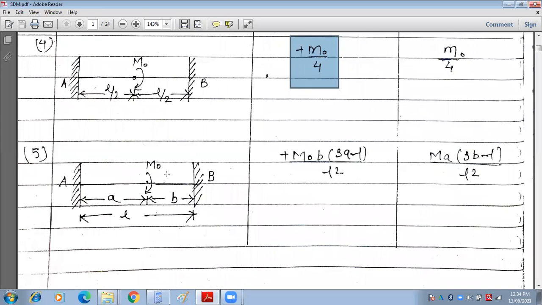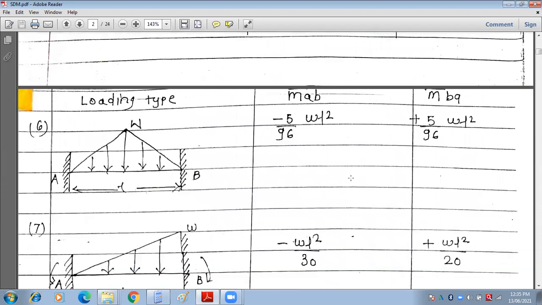If this moment is at an eccentricity, then the left side moment is MB into bracket 3A minus L upon L square and the right side moment is MA into bracket 3B minus L upon L square.